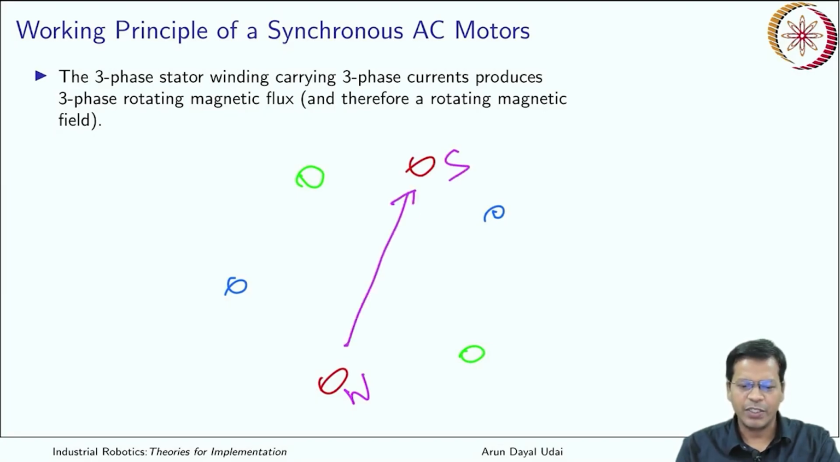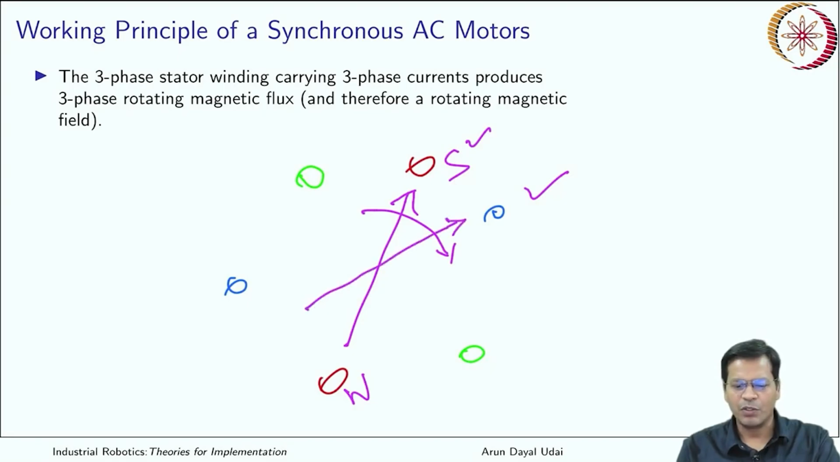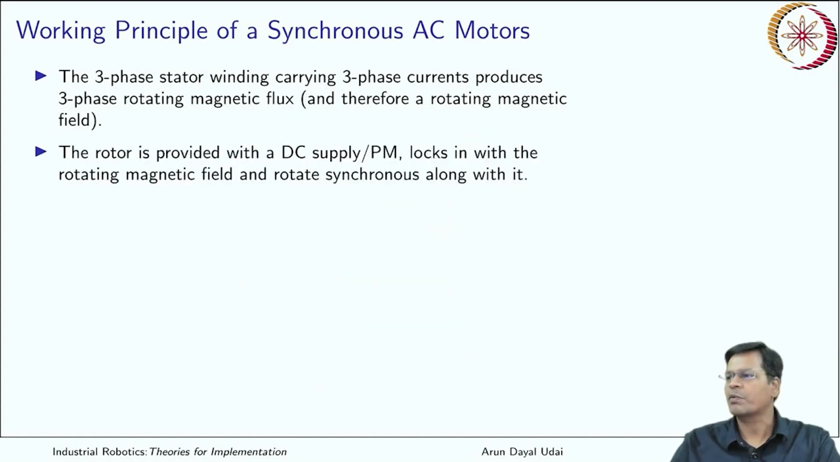So this can create a field which can rotate. Alternatively, you can shift the pole from here to here, and your armature keeps on following the rotating magnetic field. So this is the principle which remains here also. The rotor is provided with a DC supply, that is a kind of magnet which doesn't change its polarity, or it can be just a permanent magnet.